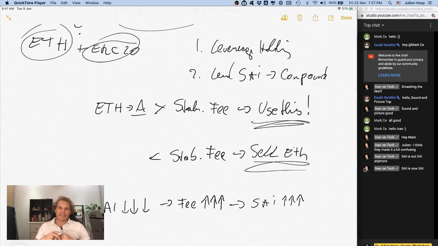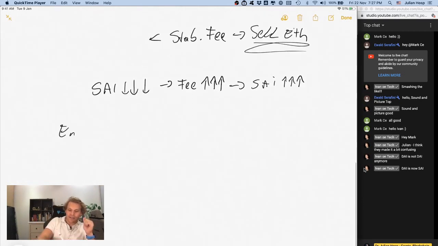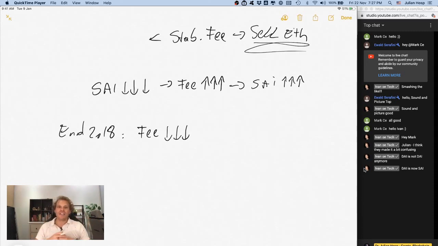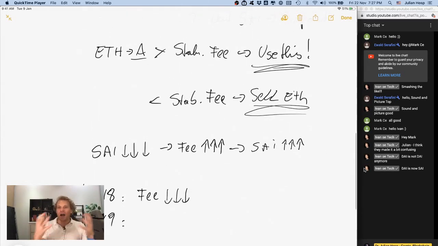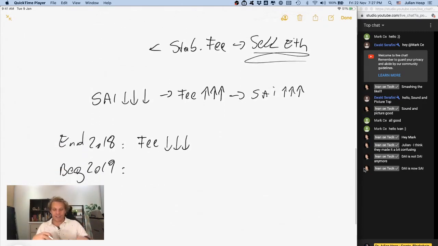And this has been exactly happening if you look at the entire markets. So at the end of 2018, the fee was very, very low because obviously forecasts were very dire. Then at the beginning of 2019, suddenly the market shot up, and everyone was selling SAI or DAI back then for more ETH, for example, to leverage ETH because everything was going up.